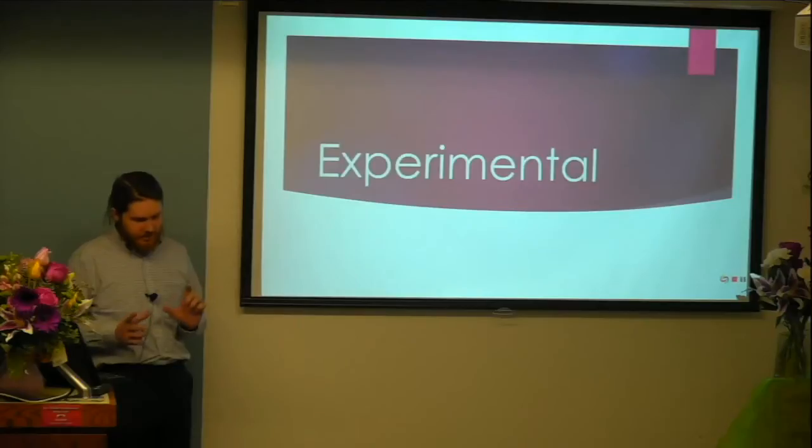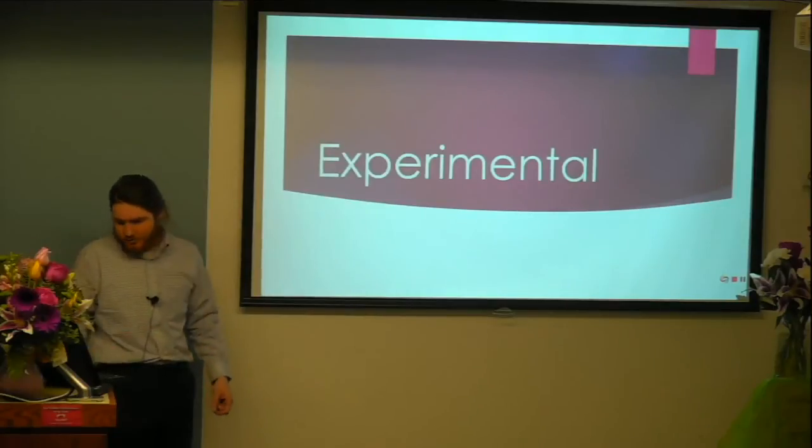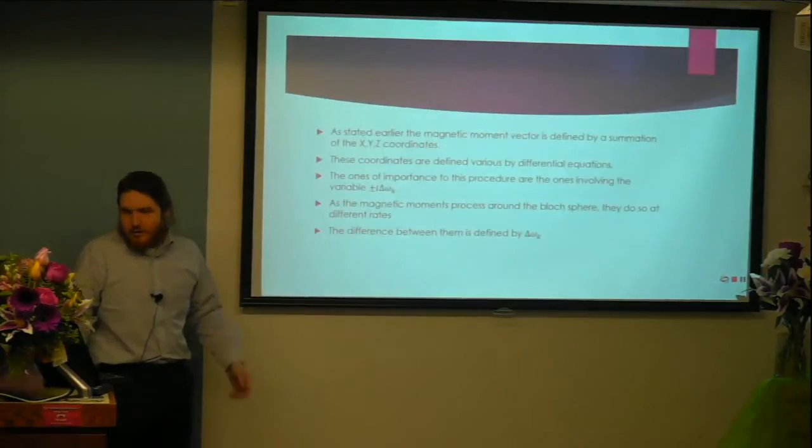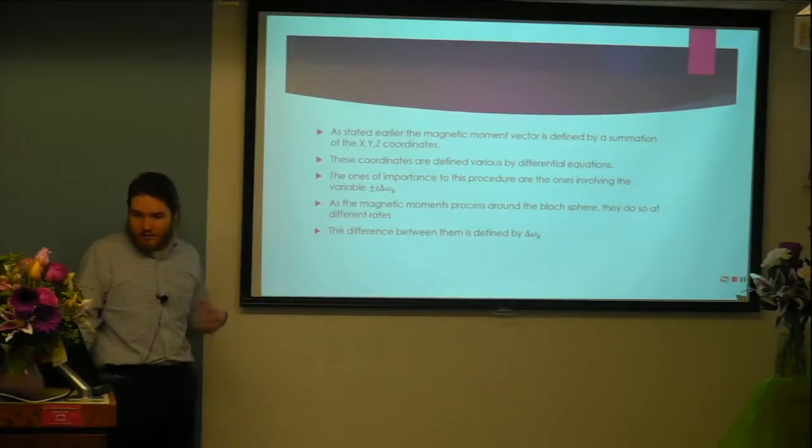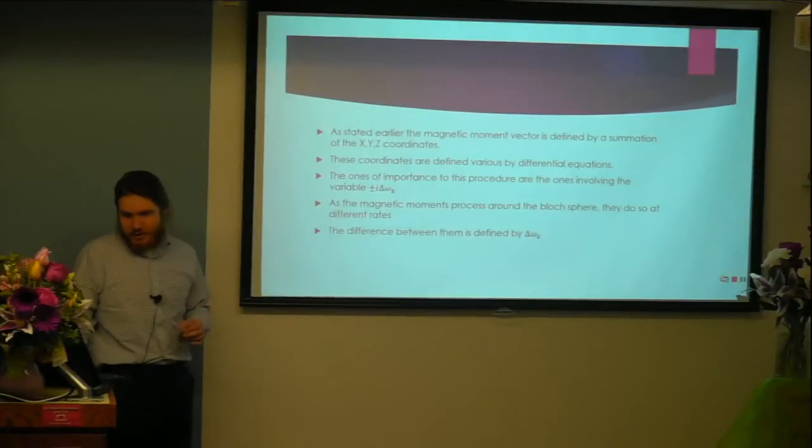Specifically, it's called the disorder, the variance between each individual magnetic moment as it moves. As stated earlier, they are defined by the summation of the x, y, and z coordinates, which are defined by various differential equations. The important variable in this is the plus or minus i delta omega k. They do so at different rates. The difference between those is defined by the delta omega k.